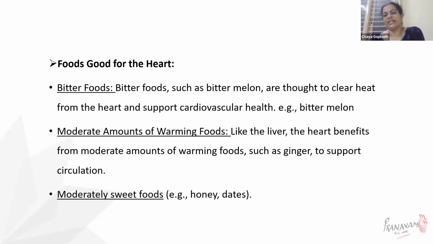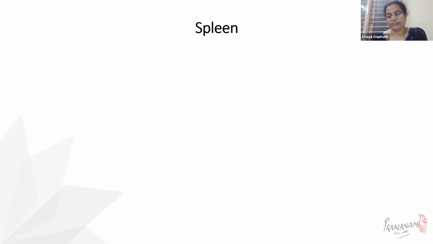Moderate sweet foods like honey and dates are also advisable for better heart health. Why? Because these foods are known to promote or increase the iron content and hemoglobin content in your body. So in turn, it is very, very good for your heart health.